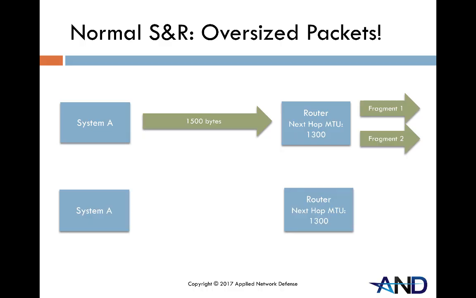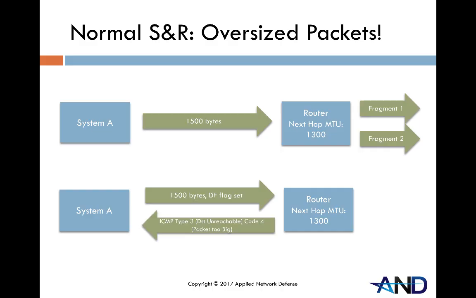However, what about, and this is an important scenario to consider, the don't fragment flag? What happens if I want to send 1,500 bytes to this router and it knows the next hop MTU is 1,300 bytes, but the don't fragment flag is set? Well, that's an interesting use case, and it's actually going to bring in another protocol that we've not yet examined, and that's the ICMP protocol.